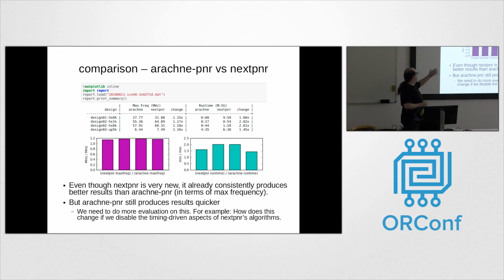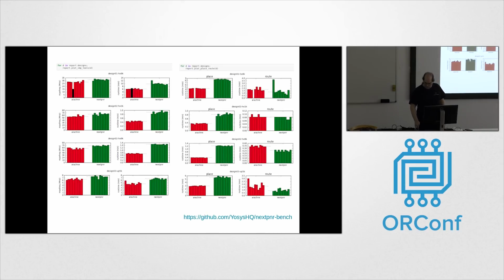Yeah, so nextpnr is producing consistently better results than arachne-pnr. That's what you see on the left side. On the right side, you see that the nextpnr runtime is a little bit worse compared to arachne-pnr, which might in part be because we use more complex algorithms because they are now timing-based. So maybe at one point I will also make a comparison where I disable the timing-driven stuff in nextpnr, and then we can see how they compare performance-wise.